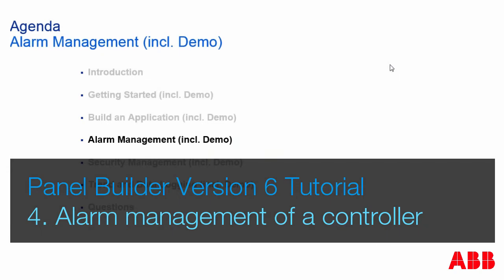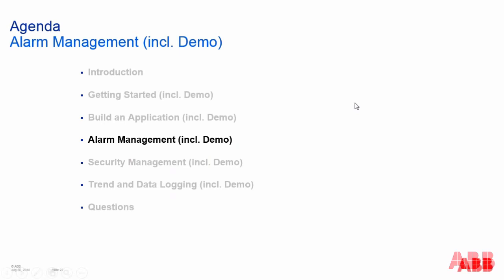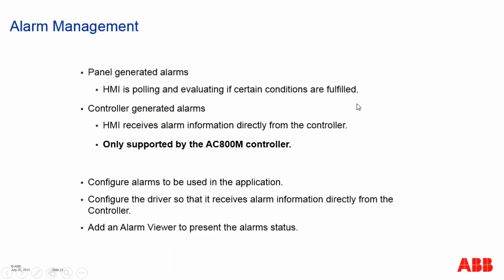And now we will move over to alarm management, a very important part of most applications. And in the panel builder, there are two ways of managing alarms. We can have what we call panel generated alarms. This means that the HMI is polling and evaluating if certain conditions are fulfilled. This is a typical way of handling alarms.